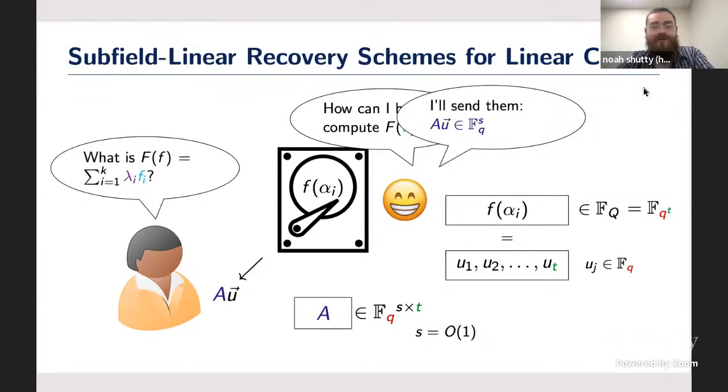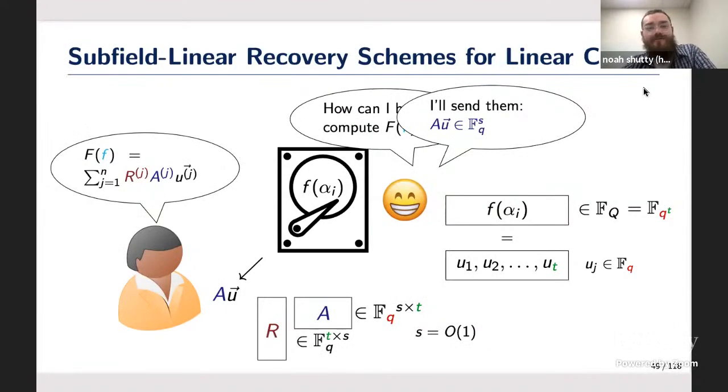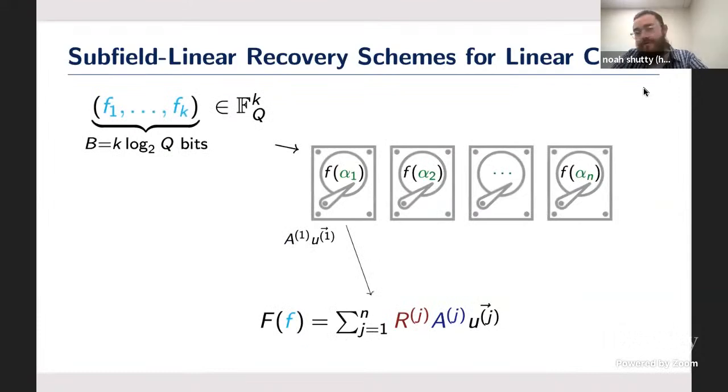But in order for it to be linear, you also need to do something linear with all of the things you receive. So once you get this s-dimensional vector that's AU, you multiply it by some t by s matrix R, and you have a different R and a different A for each node, that's R_j, A_j, and then you just add everything up. So the output of the function is the sum over j of R_j A_j U_j. Okay, so I haven't told you how you find the R_j and the A_j, and I won't have time to do that, but if you found such things, that would be a linear scheme.